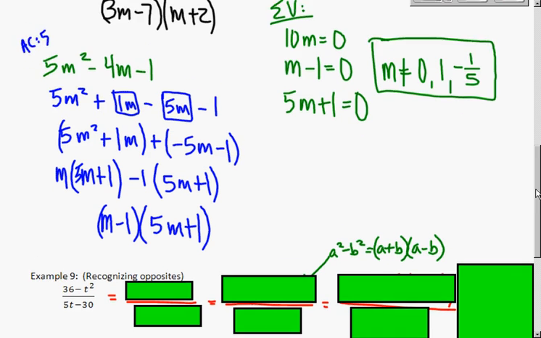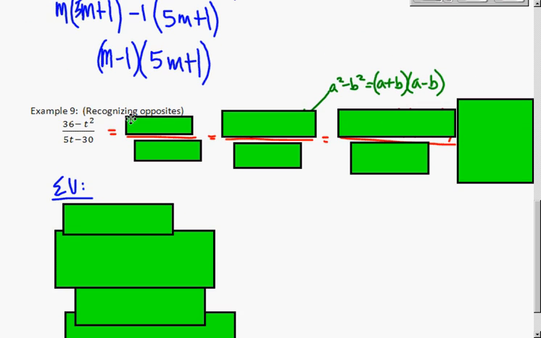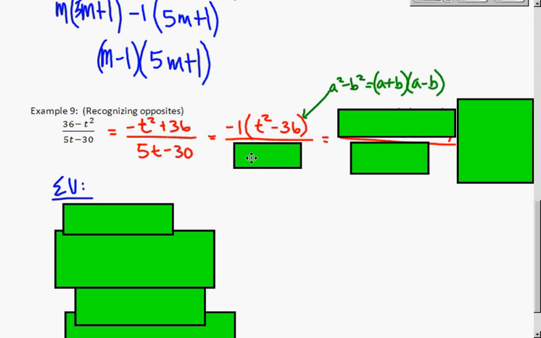Our last and final example is recognizing opposites. In this first equation, I went ahead and rewrote it. So I have negative t squared plus 36. What I did is, since this first term is negative, I factored out a negative 1. When I factored out a negative 1, I have a positive t squared minus 36. Here's what we've covered before. t squared minus 36, basically a squared minus b squared. You can write it as a plus b and a minus b.